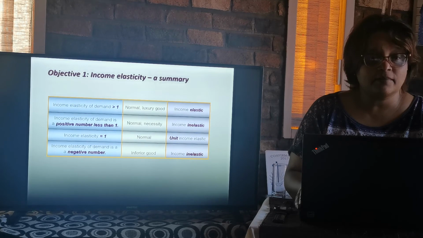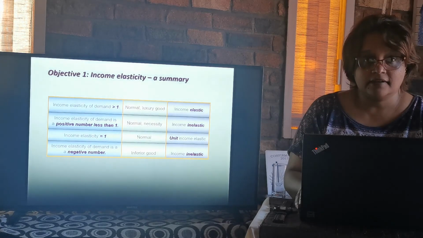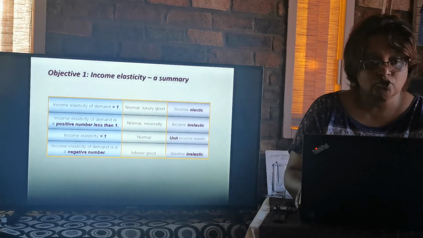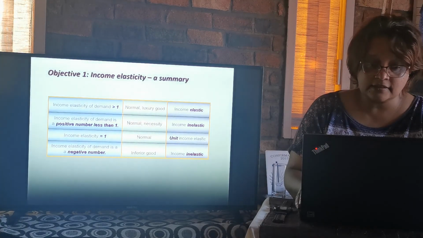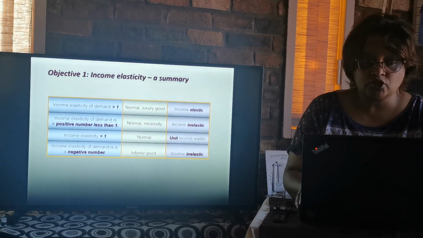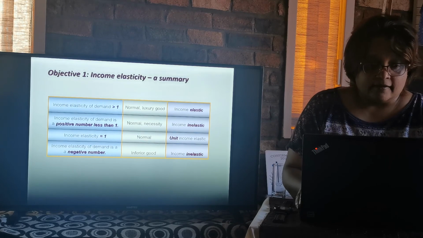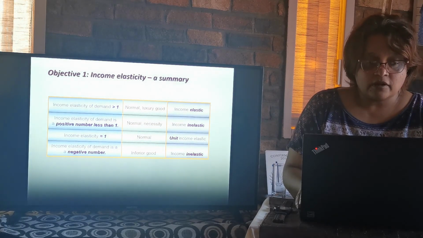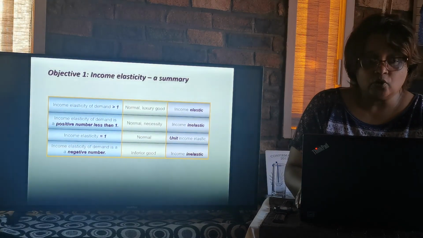Income elasticity of demand greater than 1, pardon me, is elastic. Smaller than 1 is inelastic. Equal to 1 is unit. And we know that if it's a negative number, it's an inferior good. If it's a positive number, it's a normal good.